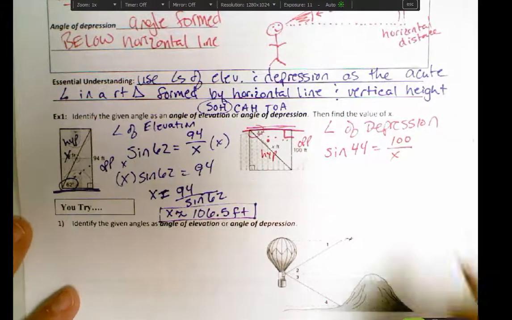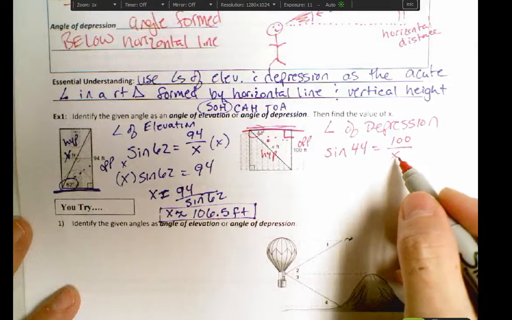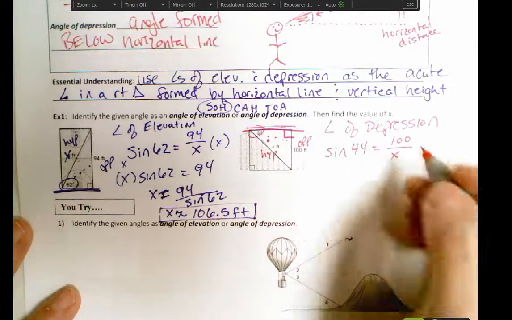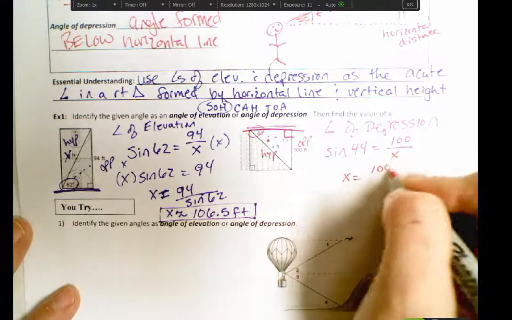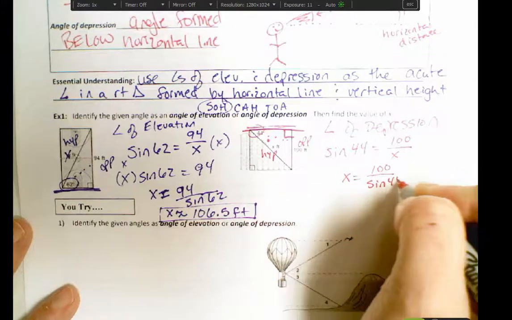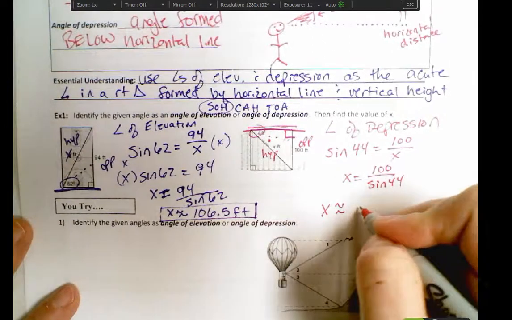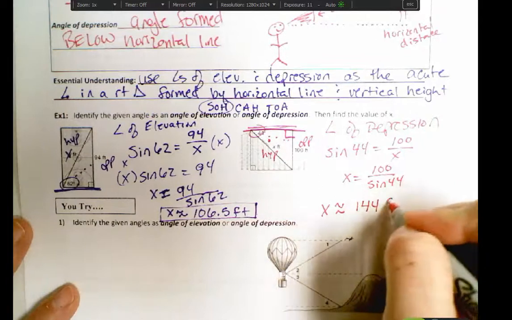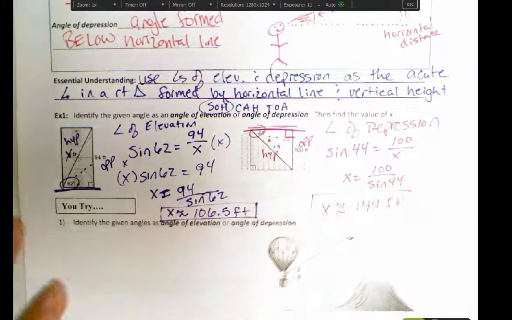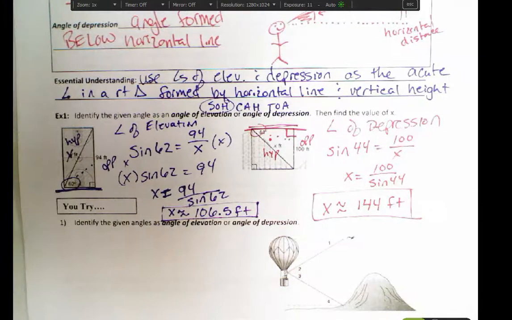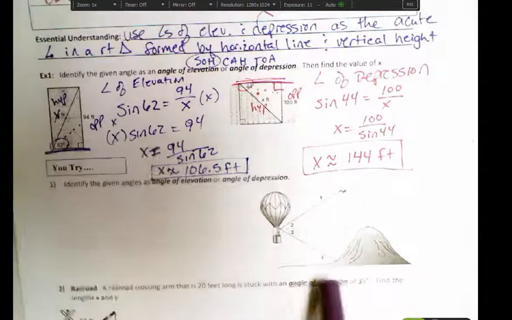X is in the denominator, so the chi-chi way is just to switch places. X is equal to 100 over sine of 44. X is approximately, when I put it in my calculator, 144 feet. Again, you'll get some strange number if you are not in degrees. Make sure you are in degrees. Alright, you're going to pause the video for the next two problems. You're going to identify some angles, and then you are going to find x and y in the problem below.